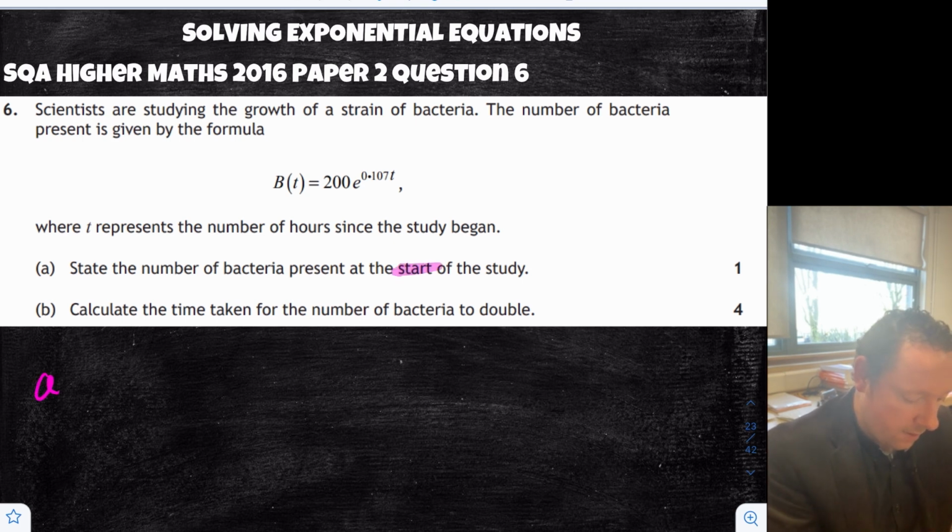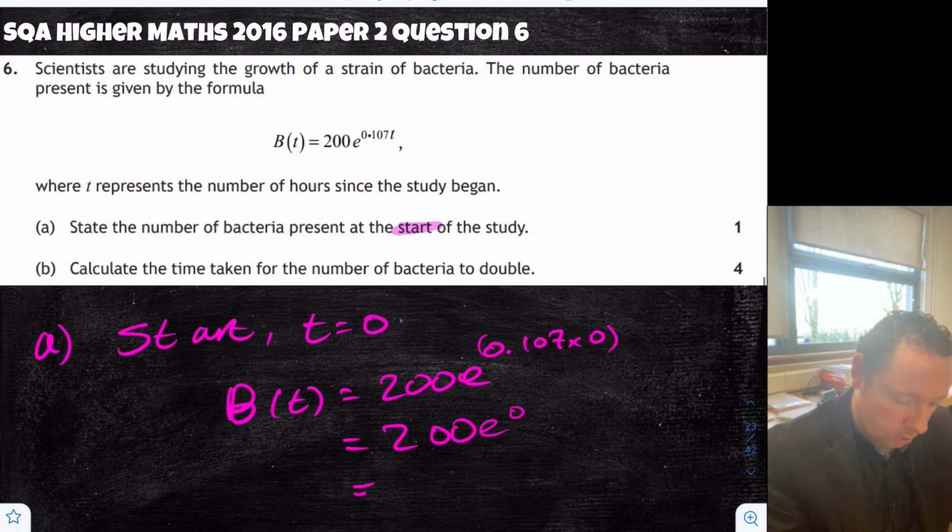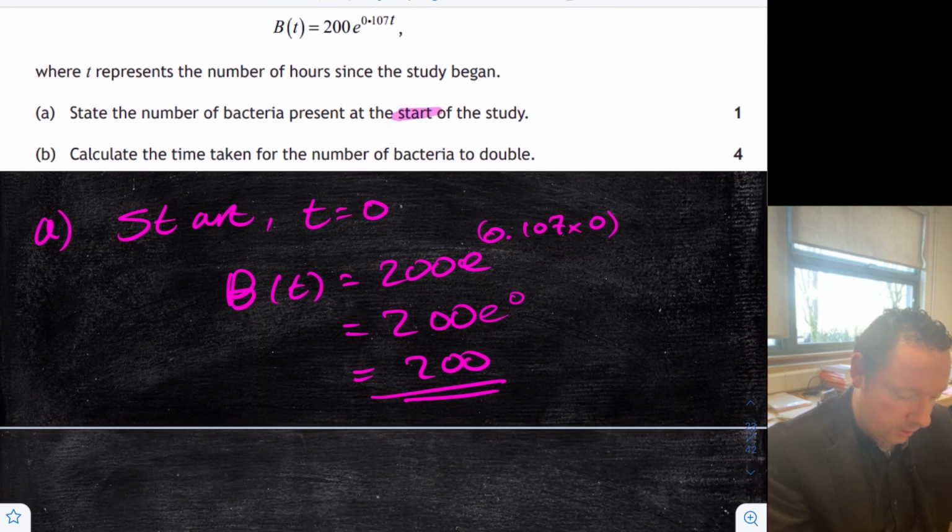You can either remember that this gives you e to the nothing, which is 1, so you get 200, or you can write that out actually. So at the start, t equals 0. So B of t equals 200 e to the 0.107 times 0. That's 200 times e to the 0, which is just 200. Calculate the time taken for the bacteria to double for part B.